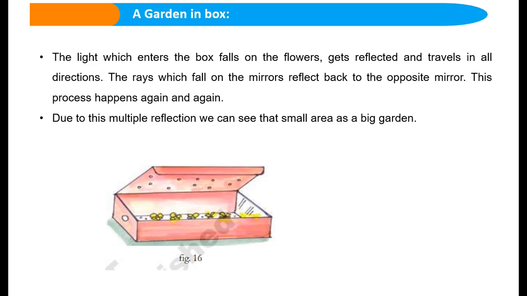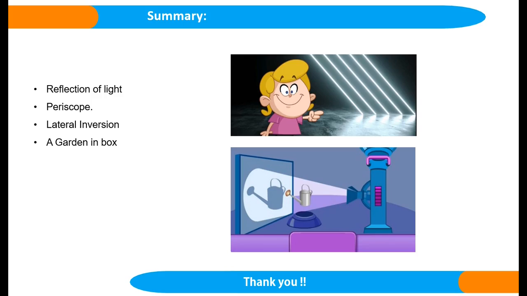Let us summarize today's topics. Today we have learnt about the reflection of light, how to make our own periscope, lateral inversion and a garden in a box. That's all for today.